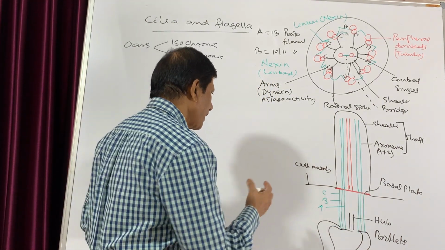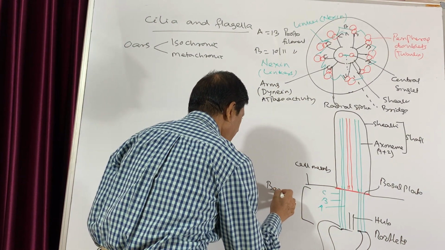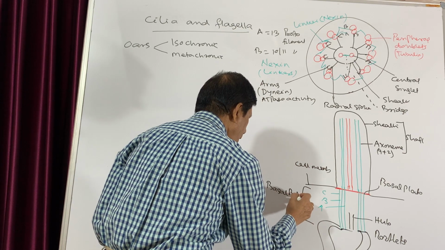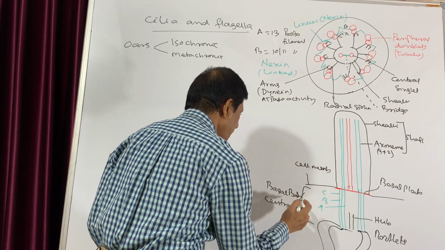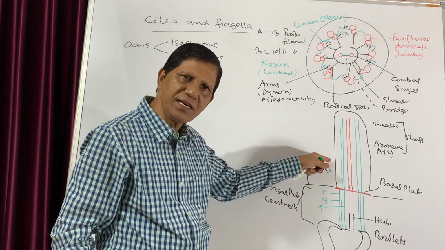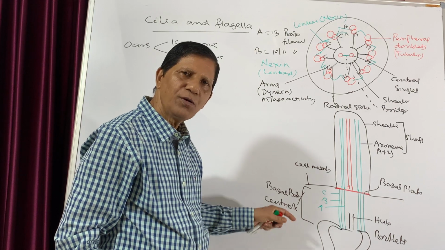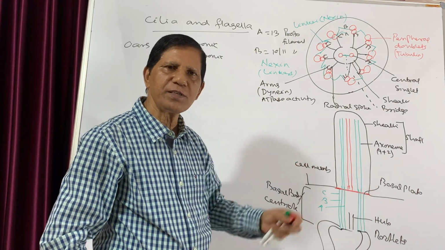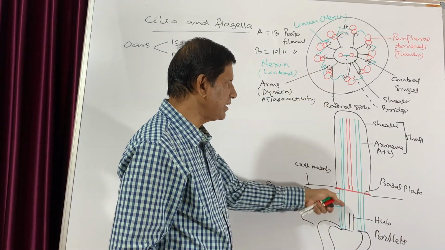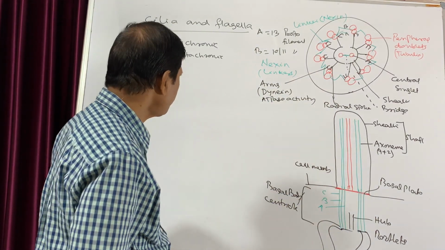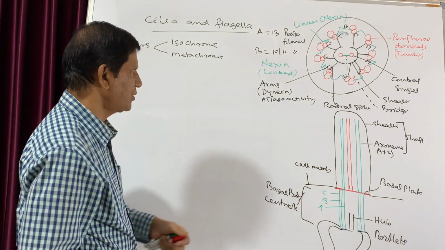This structure is known as the basal body, or also the centriole. Wherever there is a cilium, at the base of the cilium there is a centriole. So this is the transverse section, and this is the longitudinal section of this. And almost we have covered the entire structure.